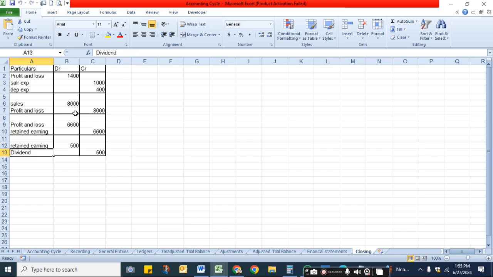Now retained earnings debit: for the dividend, retained earnings is going to decrease. That's why it's debited. That's it. Hope you understood.